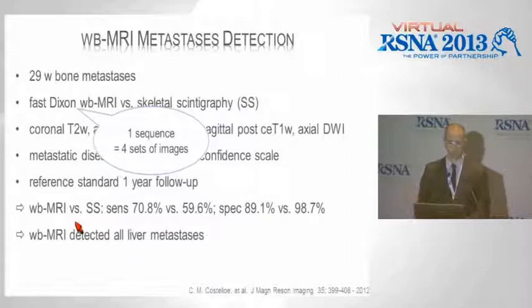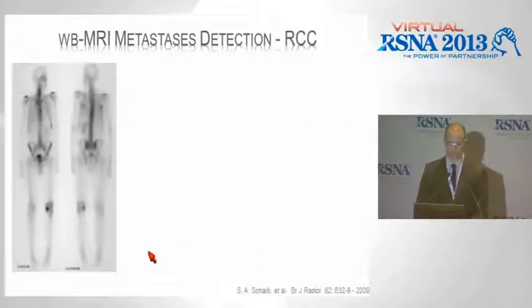Just a quick side note, when you do Dixon imaging, you have one sequence which can yield 4 sets of images. You can increase the number of data or the number of images you have to read tremendously.